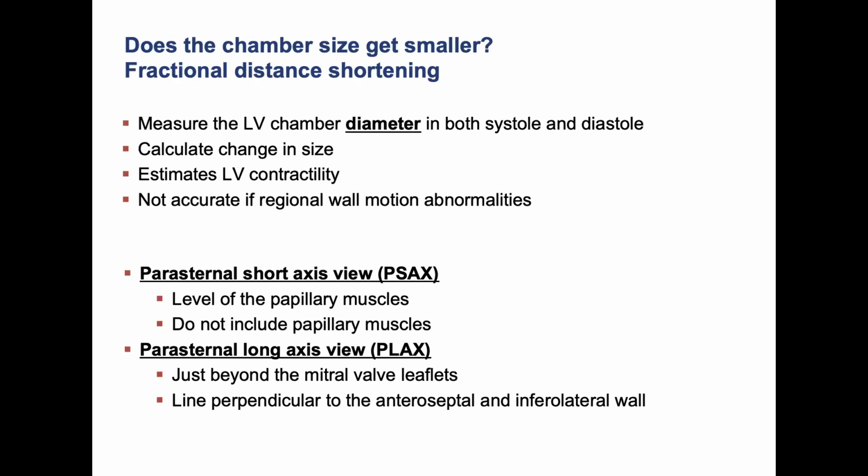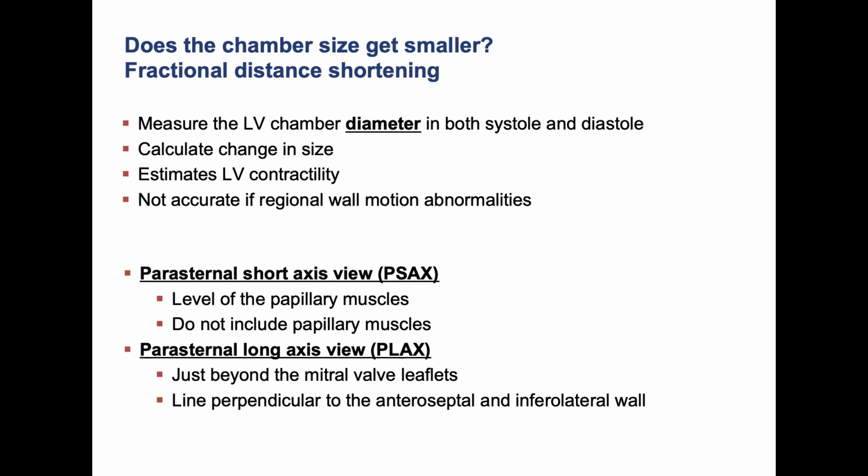Of course, it's not accurate if you have regional wall motion abnormalities, because that wall is not moving in and you might underestimate your ejection fraction. And of course, remember, this is just a diameter. So we're not looking at an area or a volume, so it's going to be less accurate. But as you're learning, it can still give you some information.